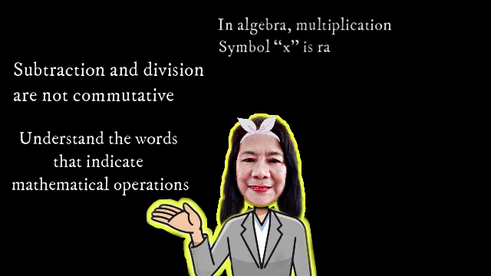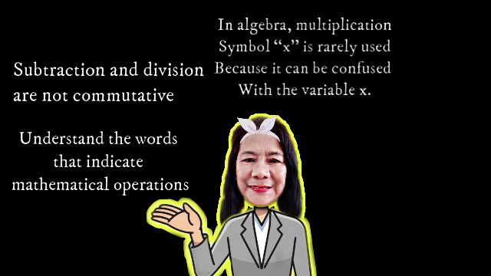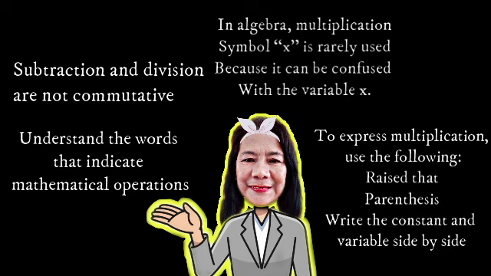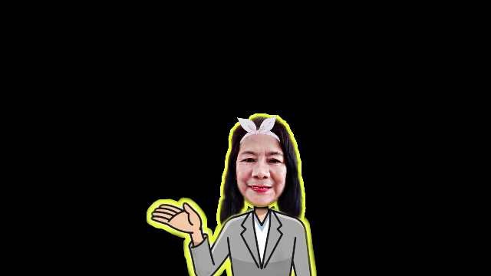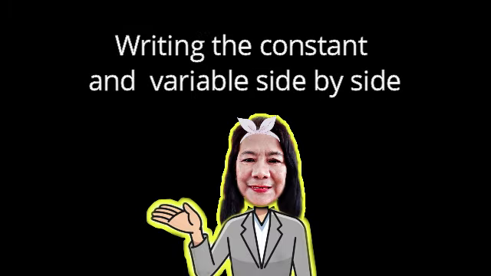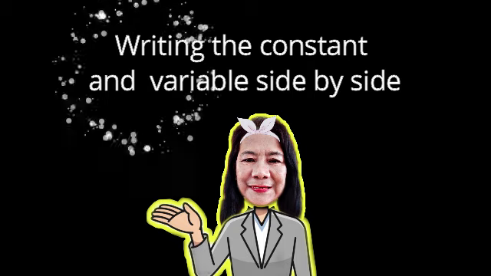In algebra, the multiplication symbol x is rarely used because it can be confused with the variable x. So to express multiplication, we may use any of the following notations. 1. Raised dot. 2. Parentheses. 3. Write the constants and variables side by side. Among the three ways to indicate multiplication, the preferred form is writing the constant and variable side by side. When indicating the product of a constant and a variable, we always write the constant first.